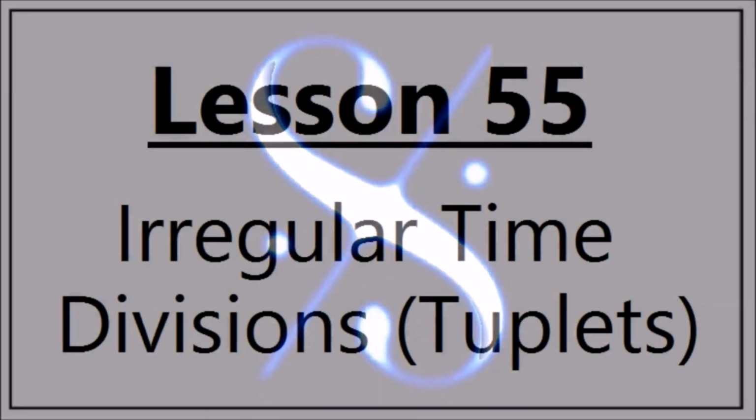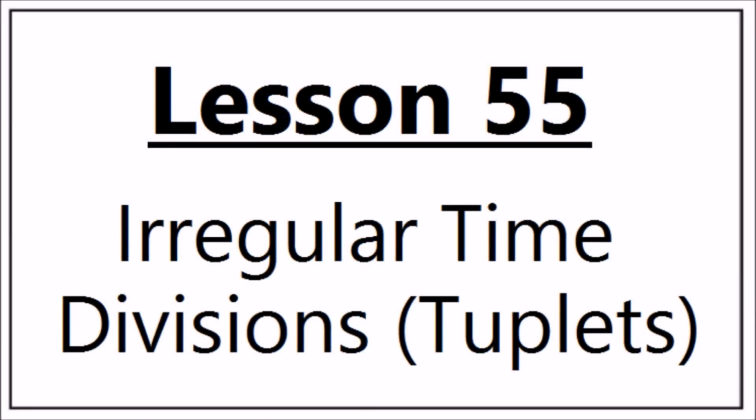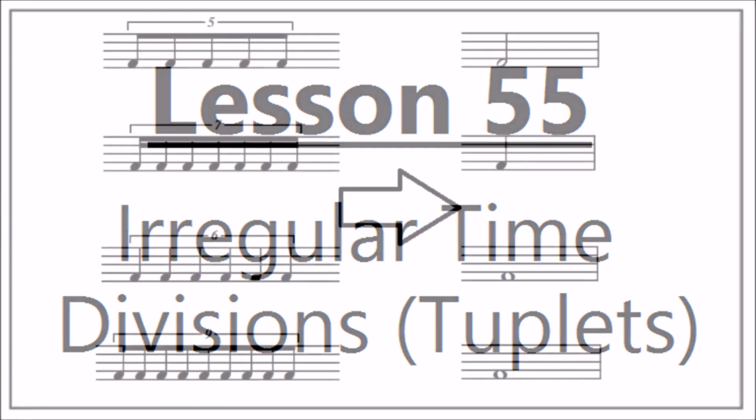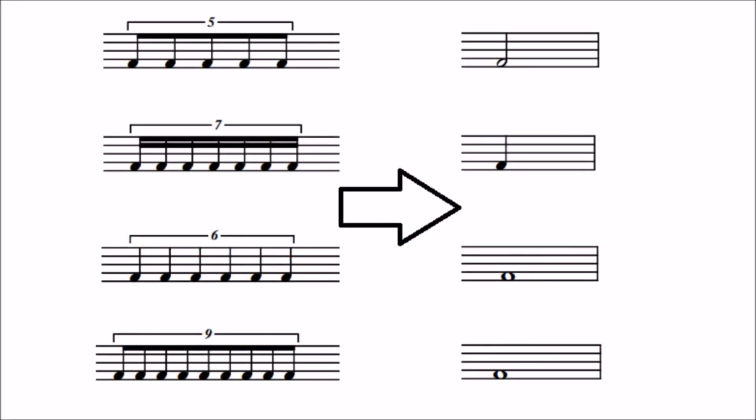Music Theory, a complete course from grades 1 to 5. Lesson 55, Irregular Time Divisions or Tuplets. Previous grades have dealt with triplets and duplets. Now you will learn about how beats are divided into 5, 6, 7 or 9.